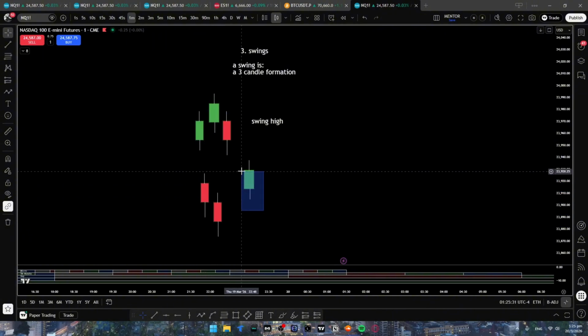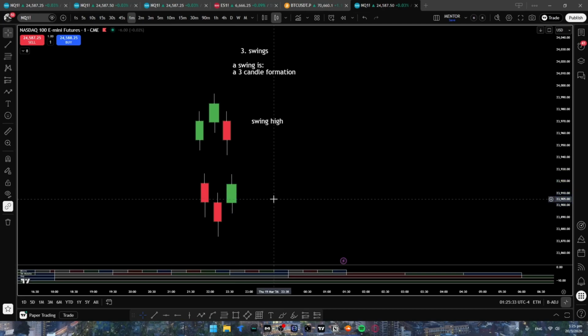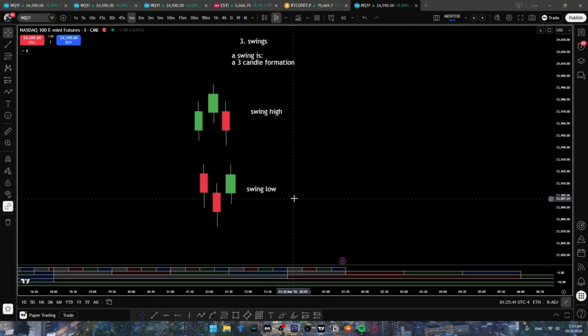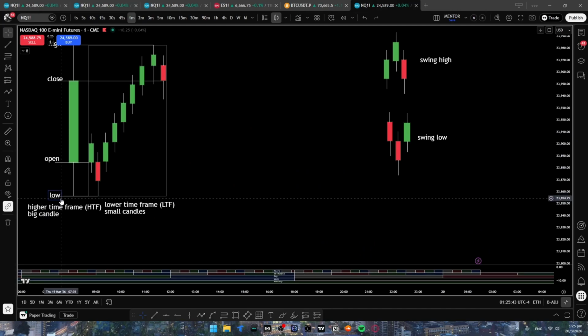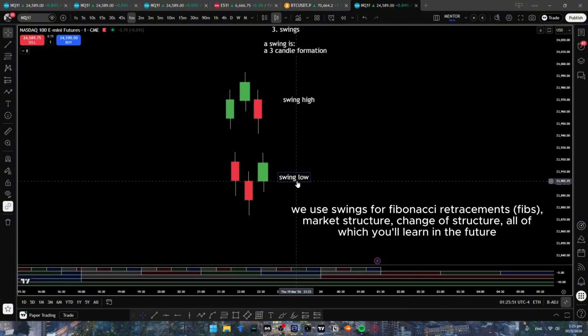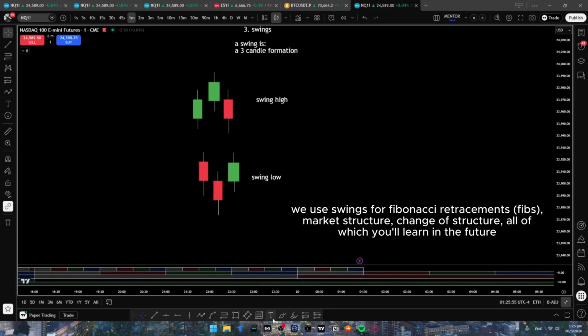Because it goes down, down, then it goes up. So this is a swing low. Otherwise, we call it a low. Remember here, we called it a low because it's only just one candle. But for swings, we call it a swing when it's a three candle formation.